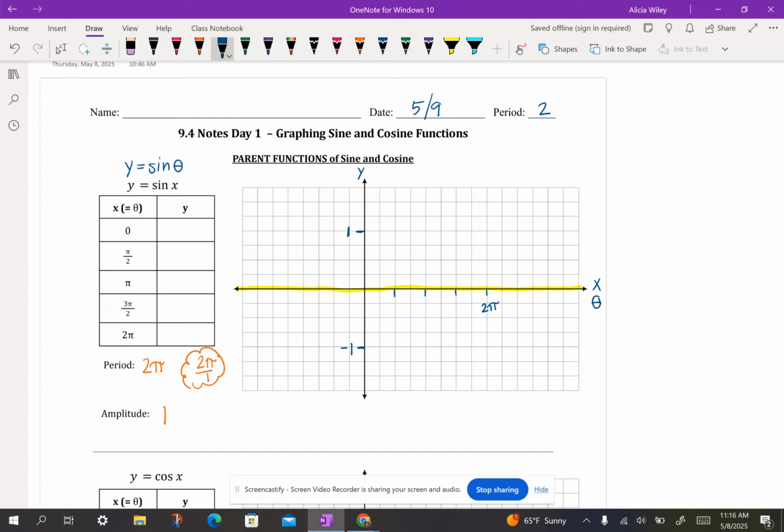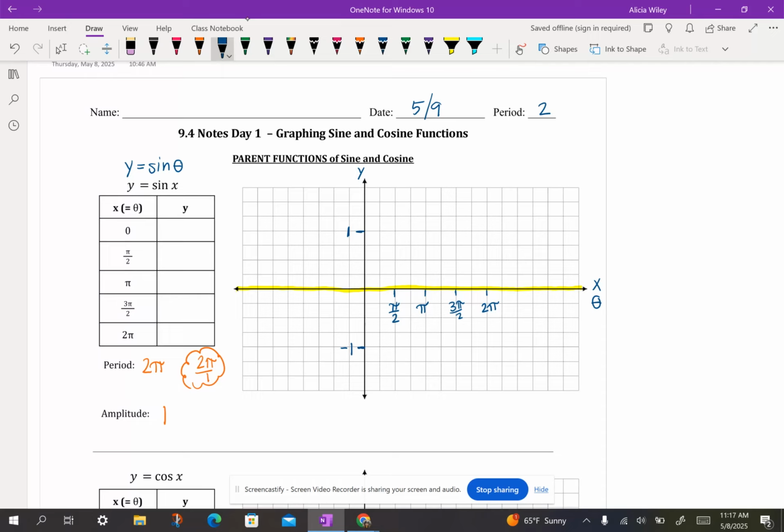So if this is 2 pi, then this tick mark right here would have to be half of that. Half of 2 pi would be pi, right? Then if this is pi, this one would be half of that. So that's pi over 2. If this is pi over 2, this is 2 pi over 2, which is pi. So then this would be 3 pi over 2. Which then means that this would be 4 pi over 2, which just reduces to 2 pi. So make sure that you scale your graph completely, and that your radian measures are in reduced fraction form.